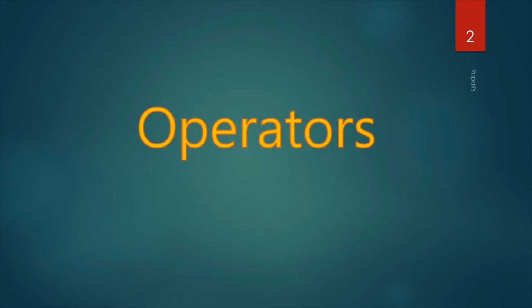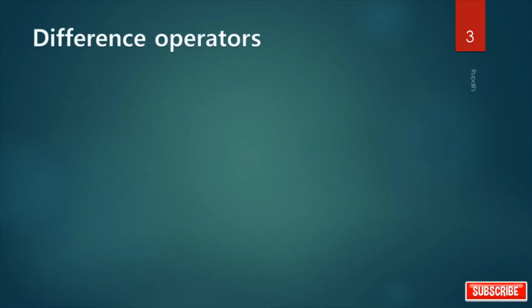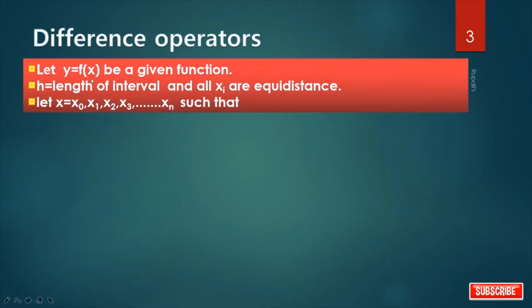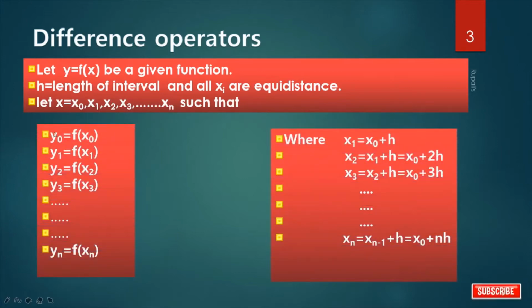So, operators in numerical analysis. First, we will learn difference operators. Let y equals f(x) be a given function, where h is the length of interval and x_i are equidistant, meaning x values are equidistant. Let x equals x0, x1, x2, in this way xn, such that y0 equals f(x0), y1 equals f(x1), y2 equals f(x2), in this way yn equals f(xn), where x1 is what?